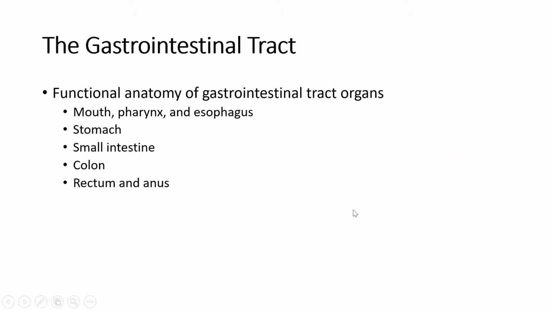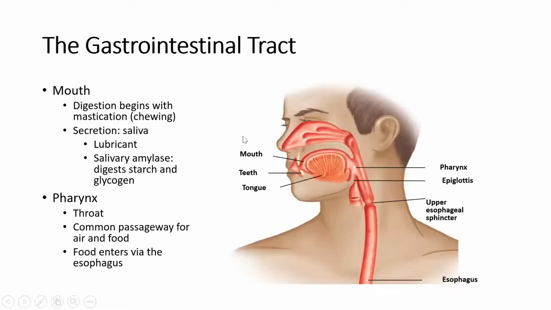Okay. I'm not going to go over this again. We just talked about the order of structures, so I'm going to skip over that, but we're going to go through each of the structures and talk about the function of each of those parts. So we start off with the mouth. This is where digestion begins. We start with mastication, which simply means chewing or grinding of food.